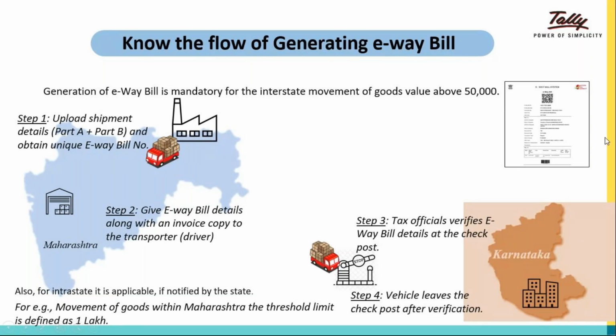Okay, so your step 4 says that the vehicle leaves the check post after verification. After the verification, step 5 is nothing but the transportation will be completed when it reaches the destination. In this case, the destination is Karnataka. So that is step 5, reaching the destination.